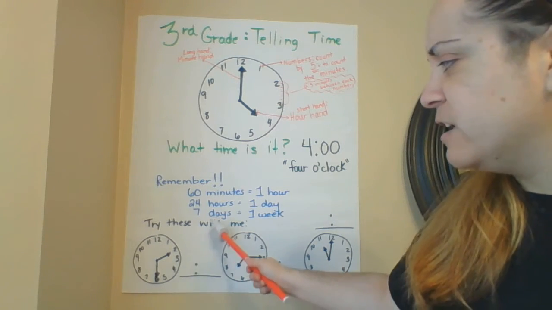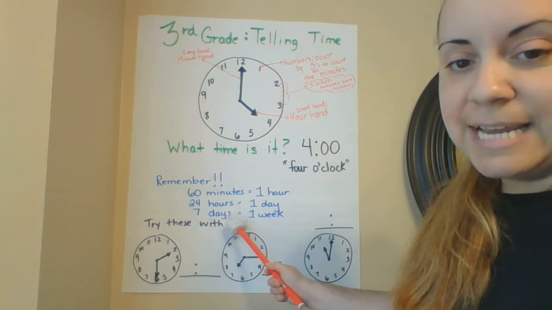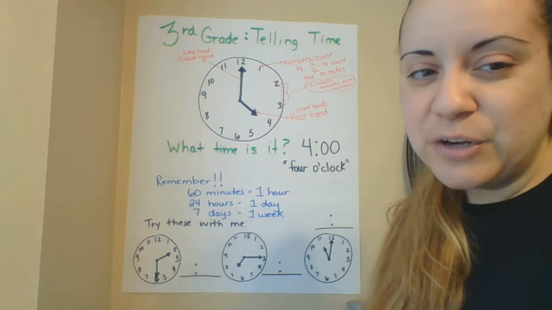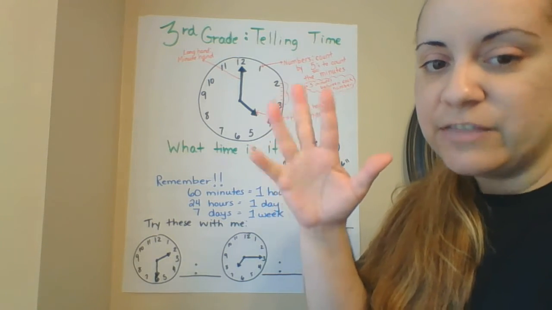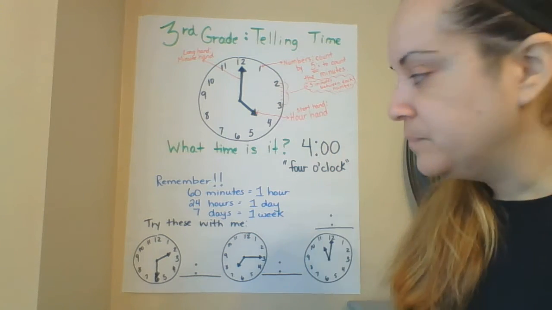And I put one more thing on here, something that I think you already know, but there are 7 days in 1 week. 7 days in 1 week. We already know that though. Sunday, Monday, Tuesday, Wednesday, Thursday, Friday, Saturday. Those 7 days in 1 week.